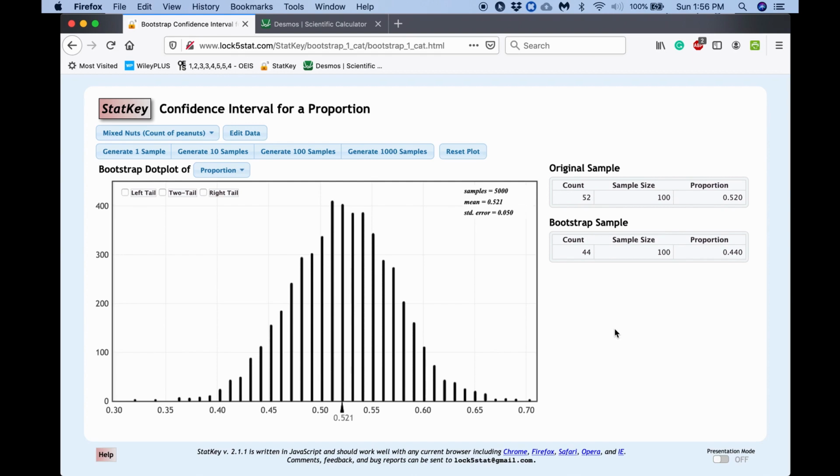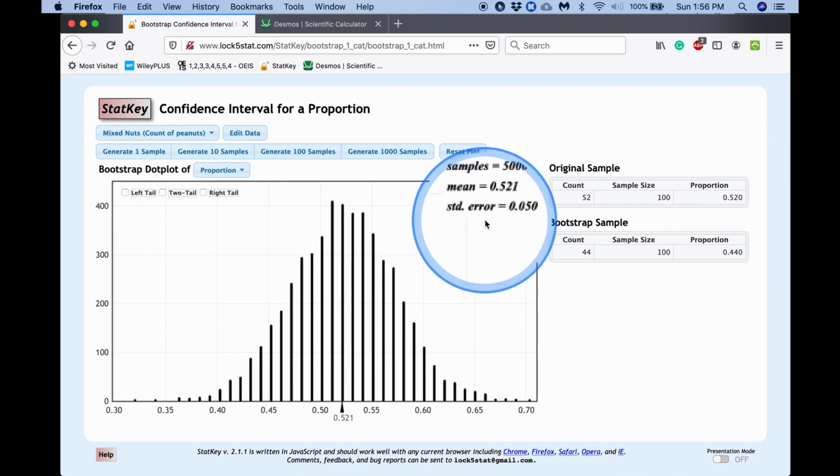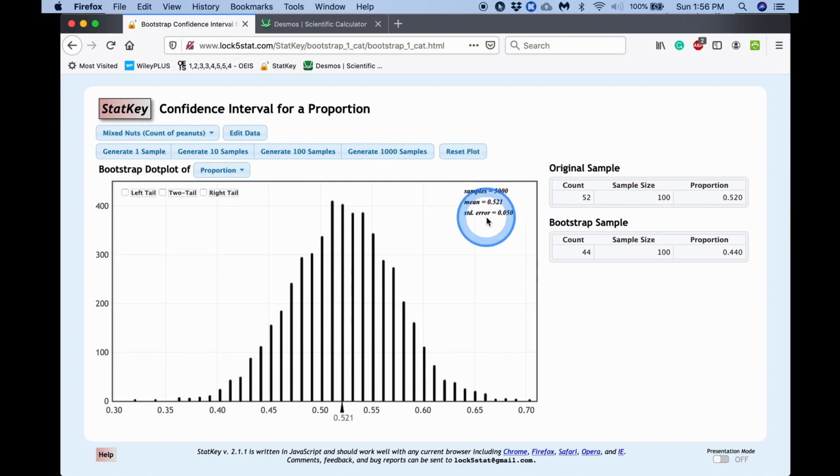Nonetheless, the main thing that we can get from this is that we can now go over here and get the standard error that's associated with this bootstrap dot plot. That's going to be our SE. So we're going to want to make note of that. Our SE is equal to 0.050, and our best estimate, our p hat, pertains to our original sample, which is 0.52.